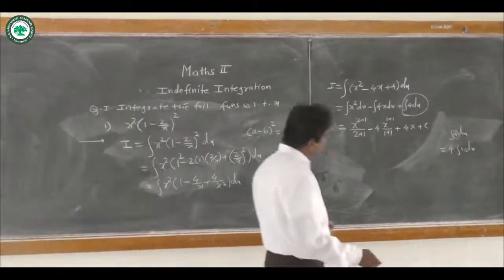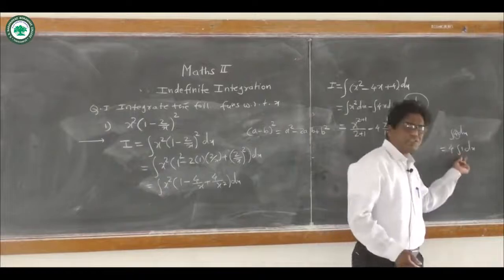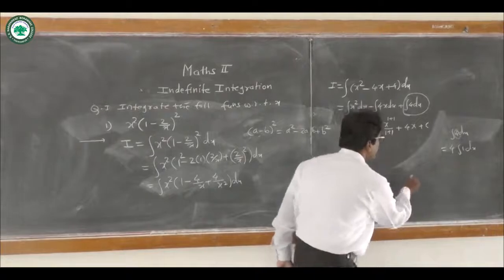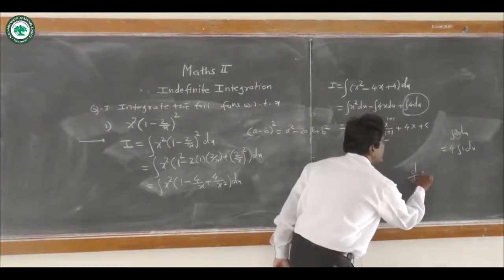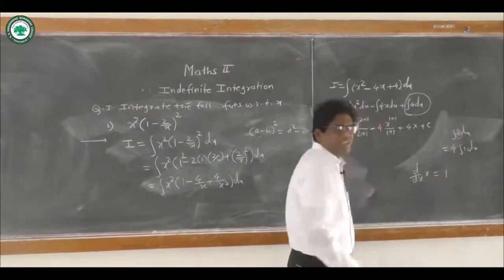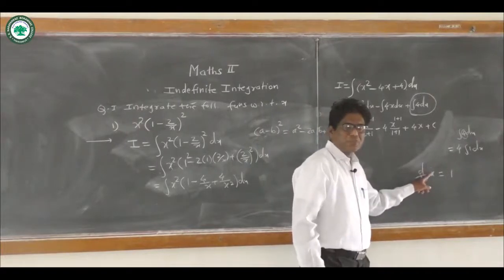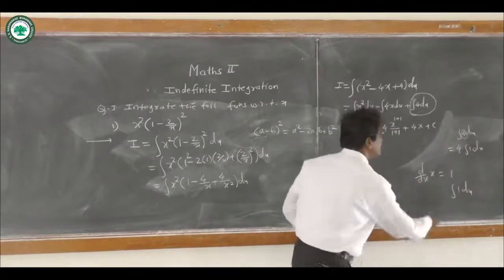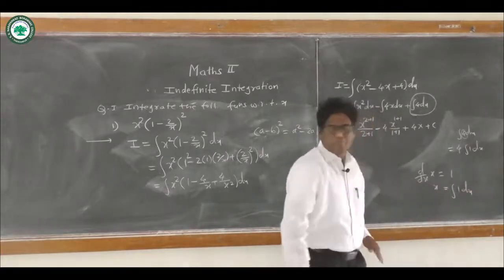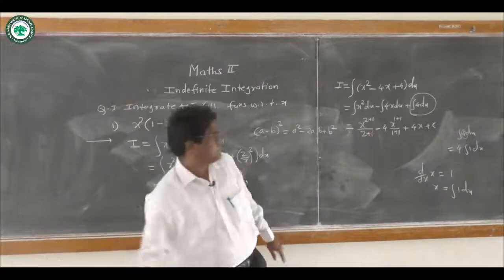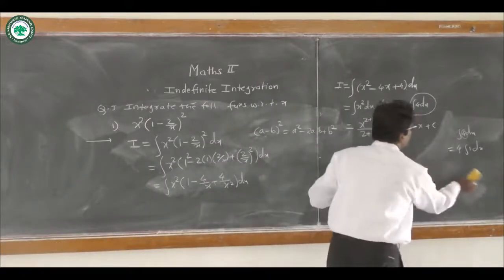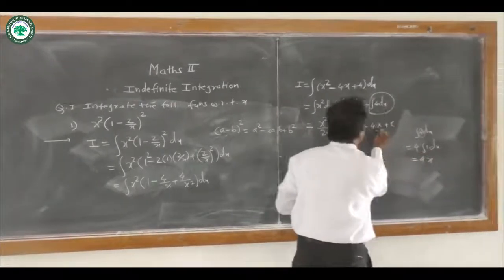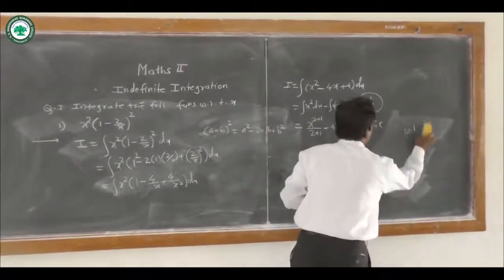Now here we search for the function whose derivative is 1. Which is the function whose derivative is 1? We know that d by dx of x is equal to 1. Therefore integration of 1 is equal to x, and therefore here 4 into integration of 1 dx is 4 into x, so we write here 4x like this.